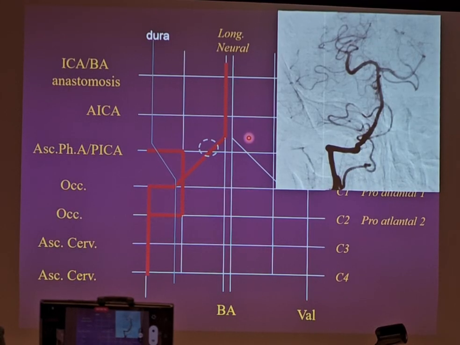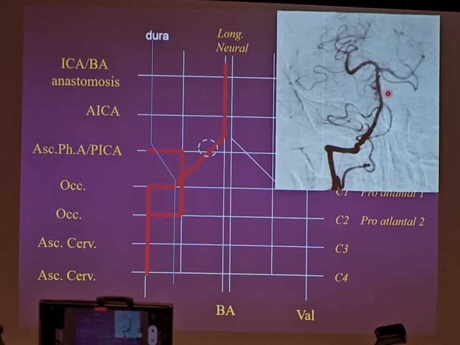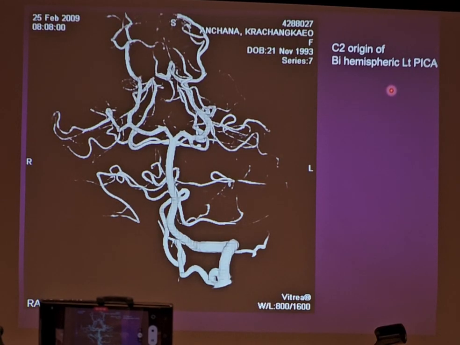Not only the C1 PICA, but it can come down to the C2 level. Look at this. This is the origin of the PICA. So it is coming off from here to here. So this is the origin of the PICA on this side. And seeing that this is the origin of the PICA, coming off here, in this special case it gives rise to bihemispheric supply. So we know that this is a variation of the PICA.